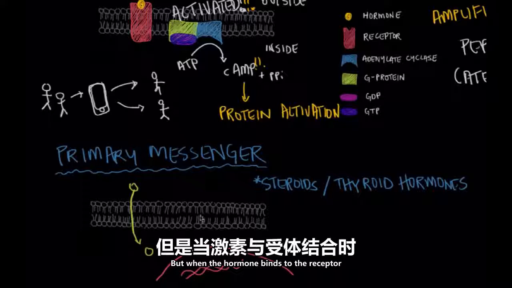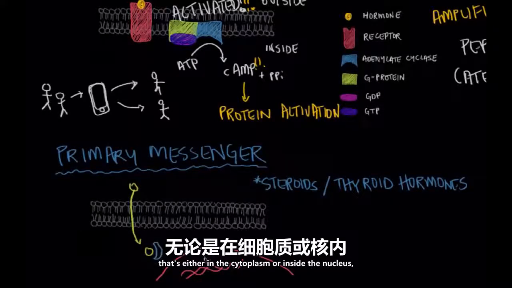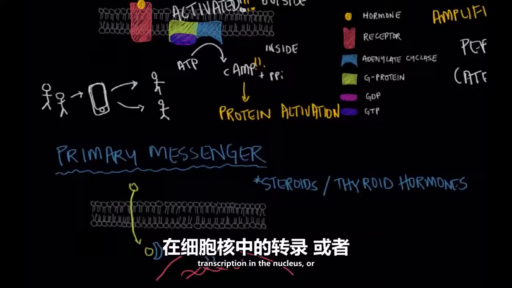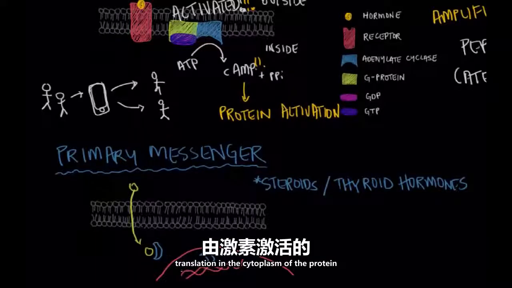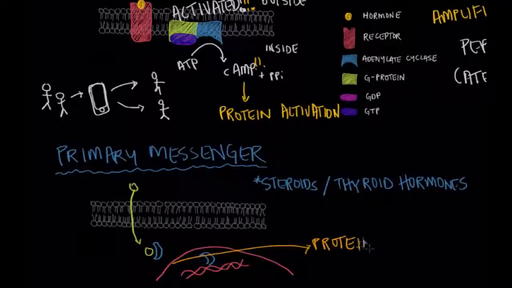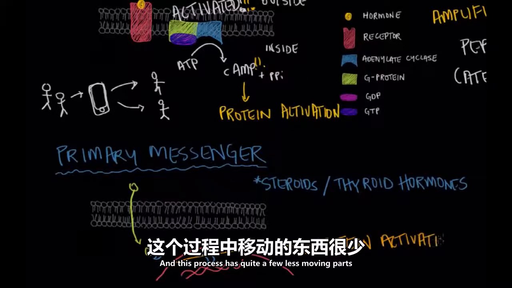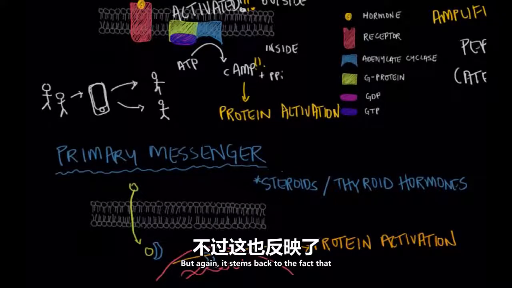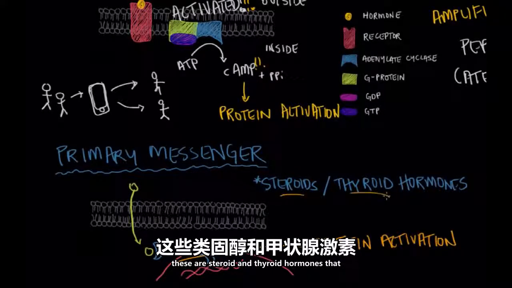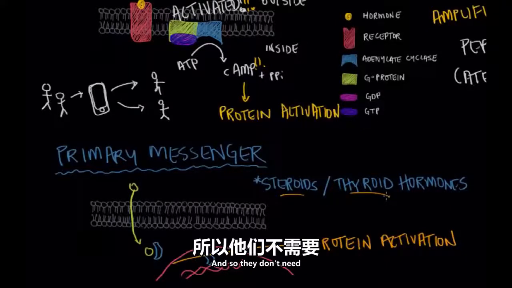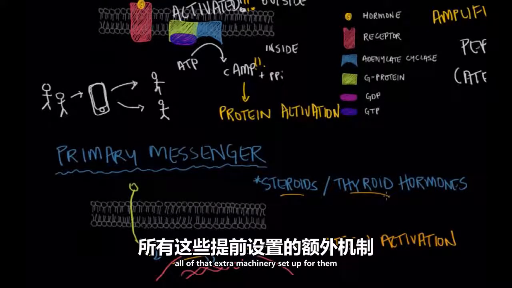But when the hormone binds to the receptor that's either in the cytoplasm or inside the nucleus, that binding process is going to directly affect transcription in the nucleus or translation in the cytoplasm of the protein that's being activated by the hormone. And this process has quite a few less moving parts than the secondary messenger system did. But again, it kind of stems back to the fact that these are steroid and thyroid hormones that are typically lipid-based and are capable of crossing through the cell membrane on their own, and so they don't need all of that extra machinery set up for them.